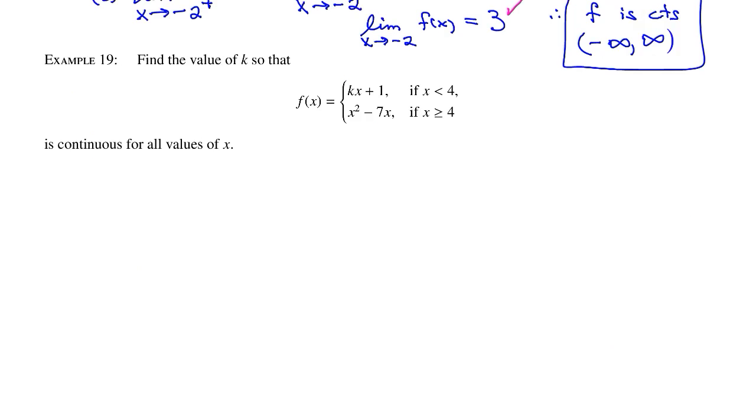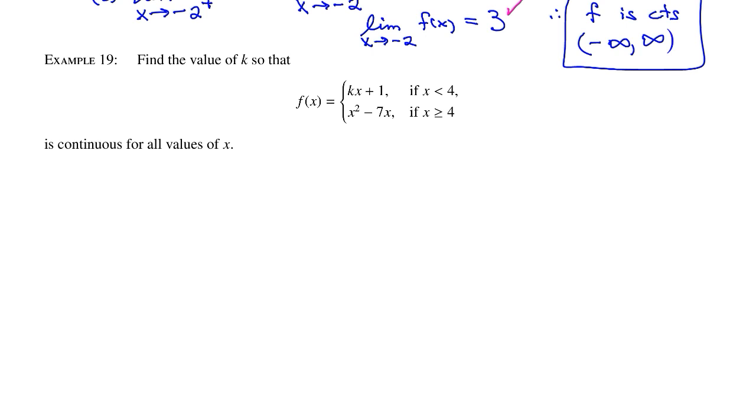Example number 19. Find the value of k so that the piecewise function f of x is equal to kx plus 1 if x is less than 4, and x squared minus 7x if x is greater than or equal to 4, is continuous for all values of x. So there's going to be a value for k that will make this continuous, and any other value of k is going to make it discontinuous. So we've got to figure out what that value is.